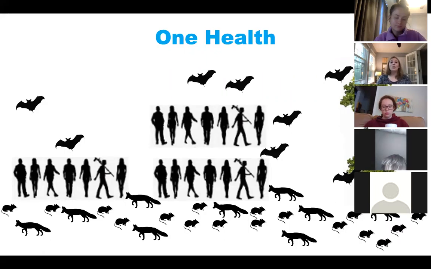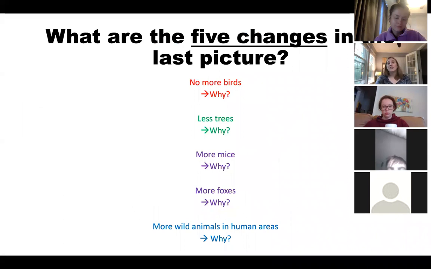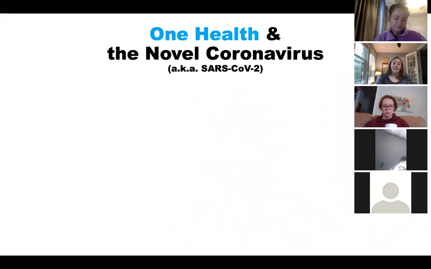Exactly. Because look, there is more food. Look at all those changes with just the birds leaving. There are fewer trees, there are more mice, more foxes, and more wild animals in human areas. And that's why we're talking about One Health.